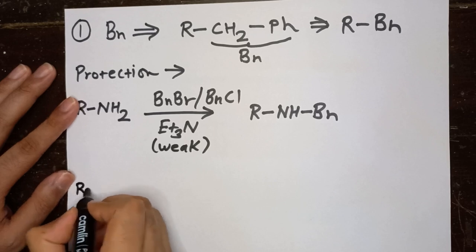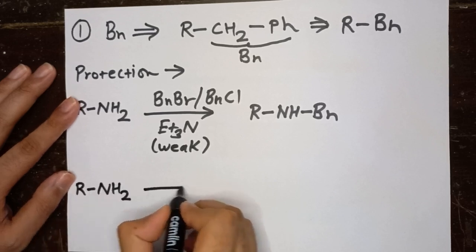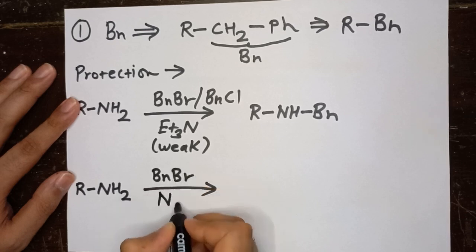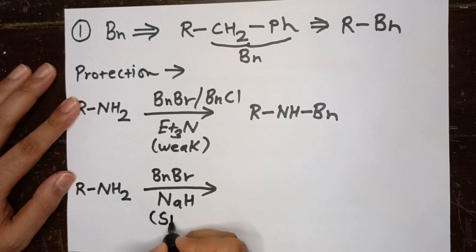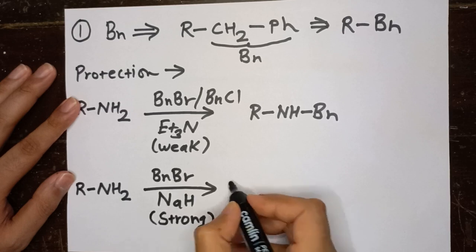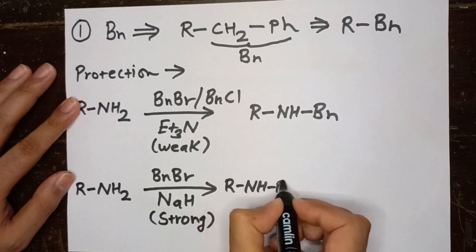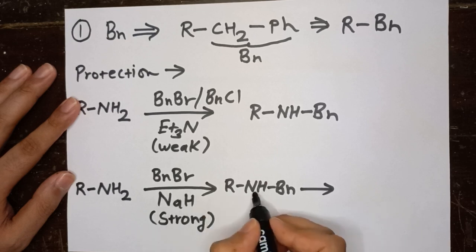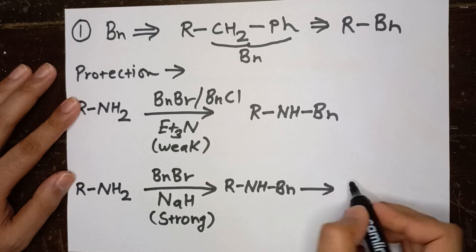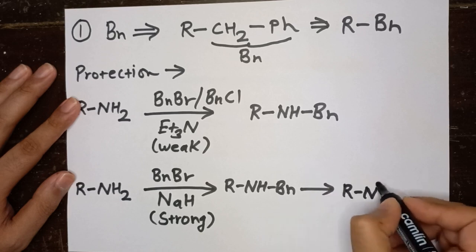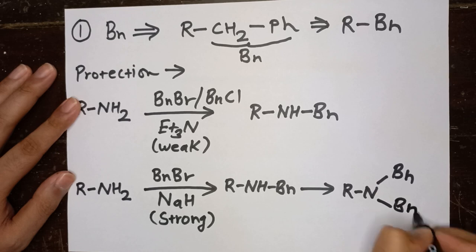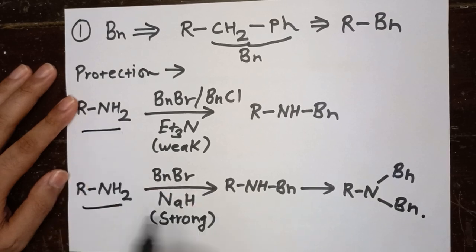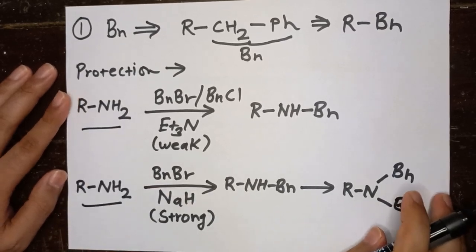Suppose I do the same reaction in the presence of a strong base, let's say I have benzyl bromide and sodium hydride. Here I am using a strong base. So first it will generate a monoprotected benzyl group. But sodium hydride is a strong base, so this proton will also get removed and the same reaction will happen once again and we will end up getting the dibenzyl protected amine group. So this is the protection of primary amine using the benzyl protection method.